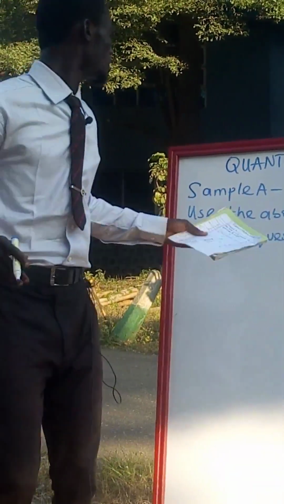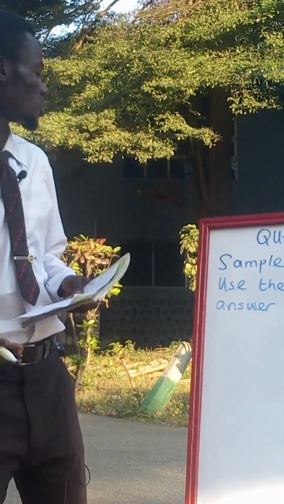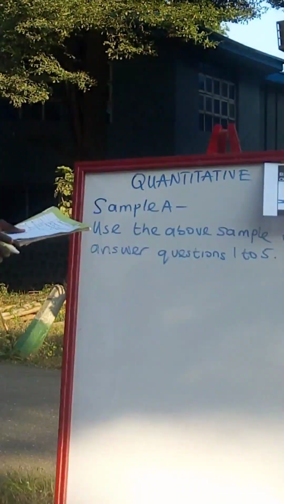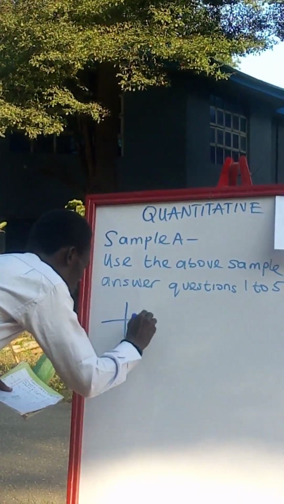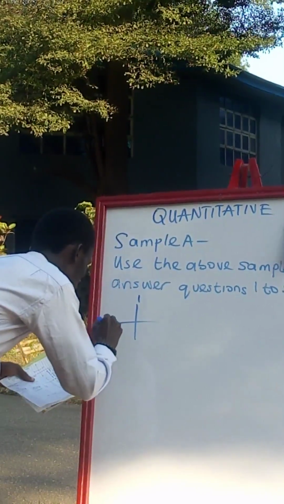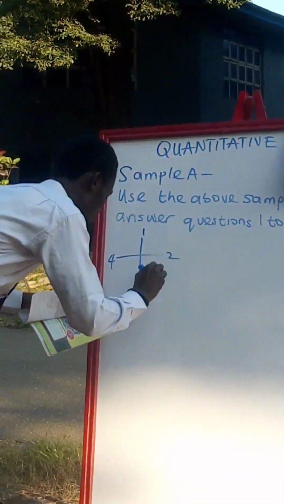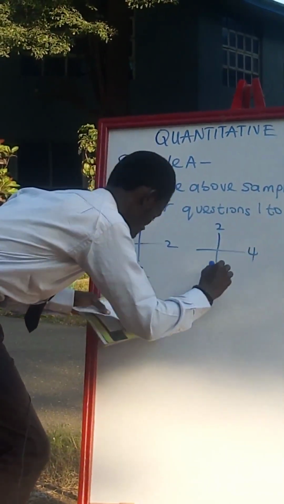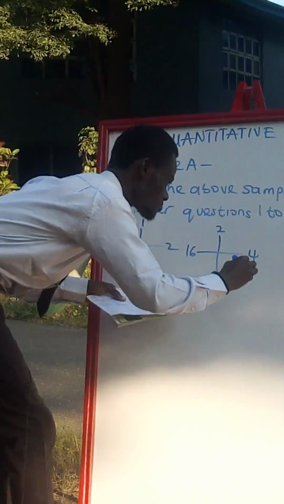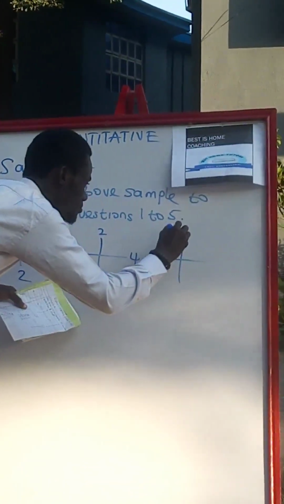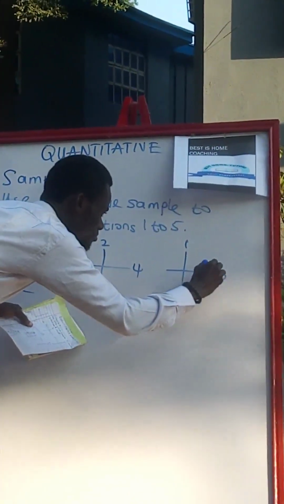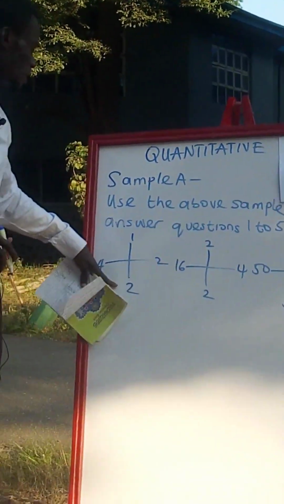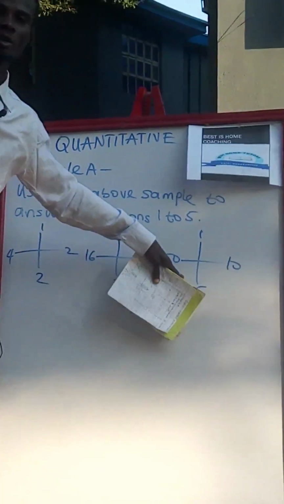Now, well, first things first, you are going to read the instruction. It says sample A, use the above sample to answer questions 1 to 5. Now, here is the diagram of the first sample. Now, this is the sample. Here is the first one, here is the second one, here is the third one.